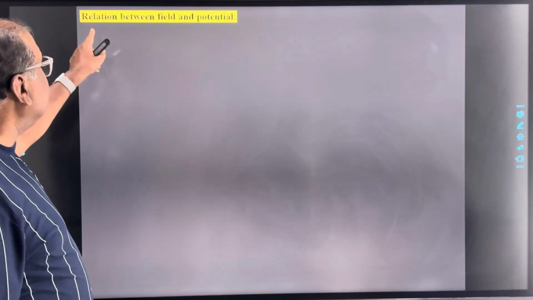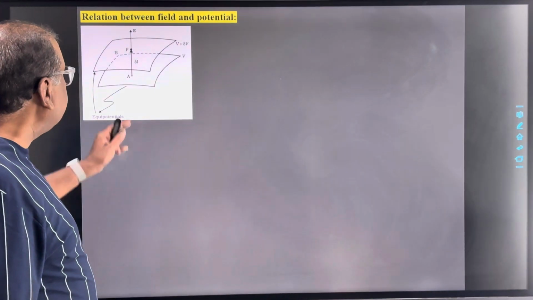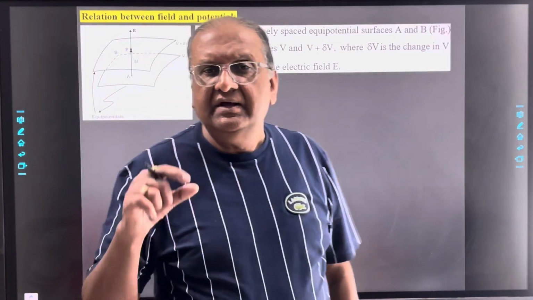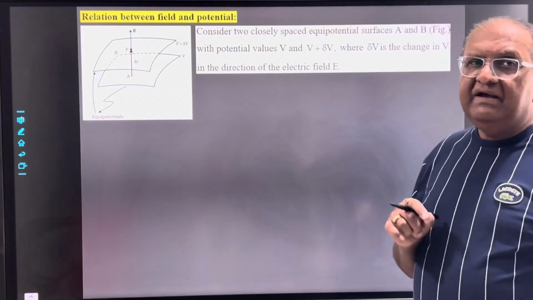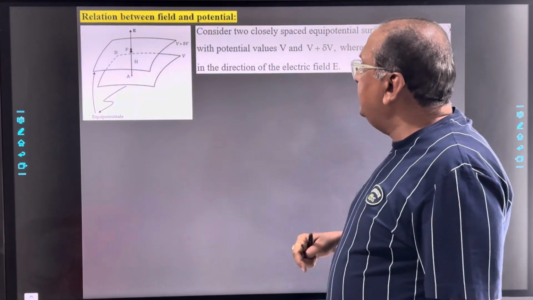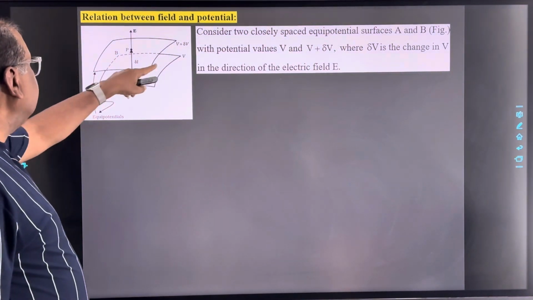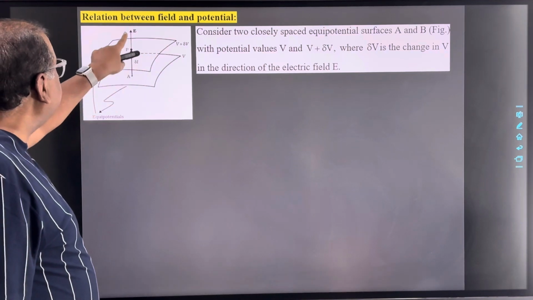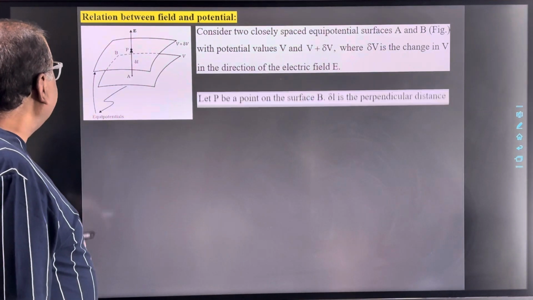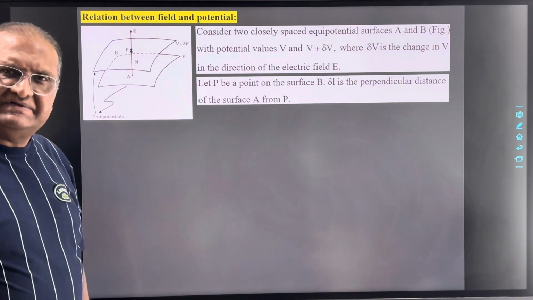Now next topic, that is relation between field and potential. Suppose we consider two equipotential surfaces close to each other having potentials V and V plus delta V. So here delta V, that is the potential difference, or we can say change in V in the direction of electric field. Here delta L, that is the perpendicular distance between these two equipotential surfaces.